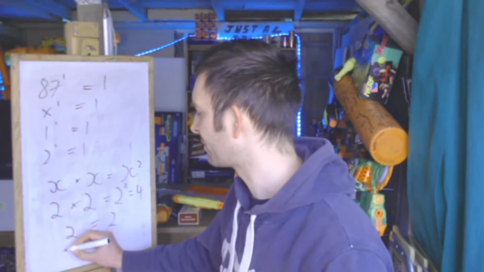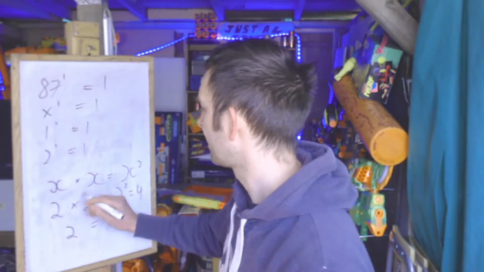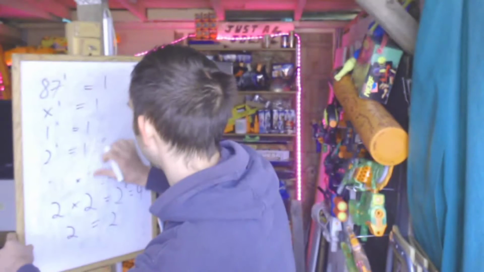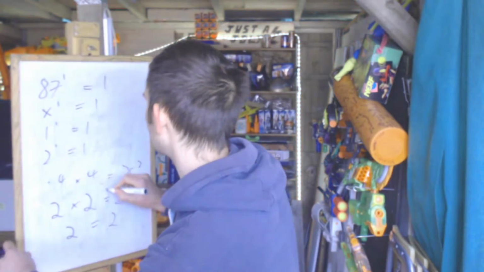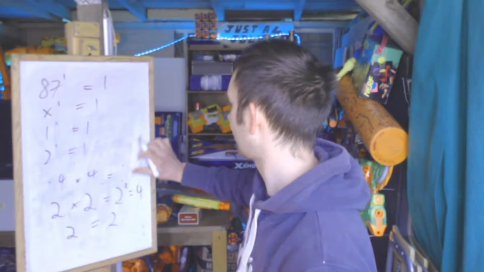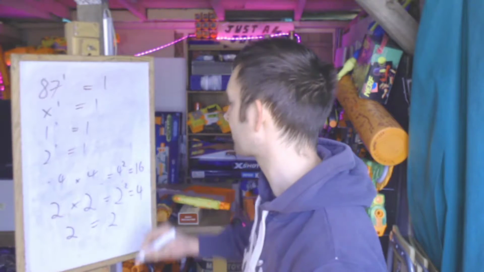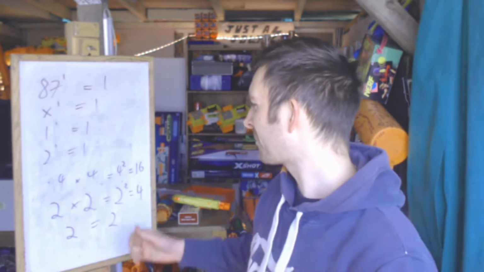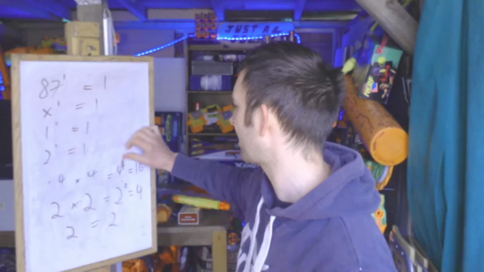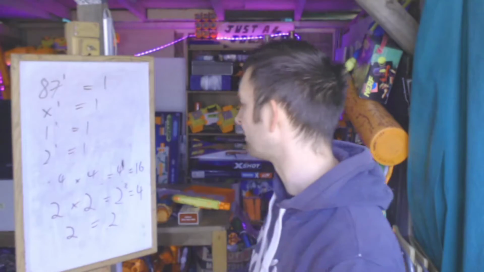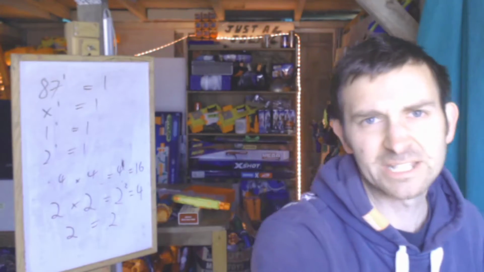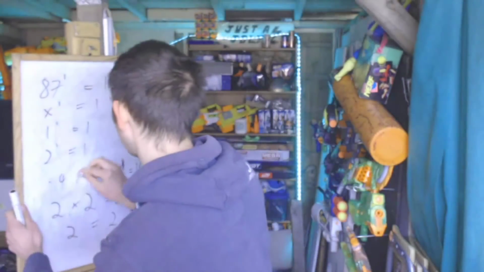This is a pattern that we've got. Let's change x to 4 now. 4 times 4 is 4 squared, which is 16. What happens if instead it's 4 to the power of 1? Clearly, that's just going to be 4 by itself, isn't it?